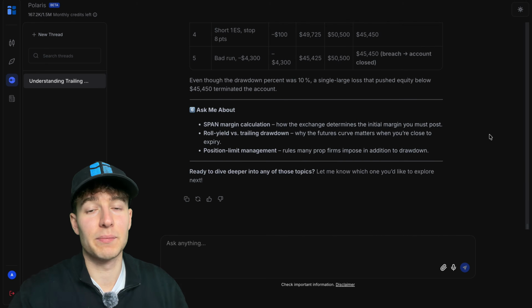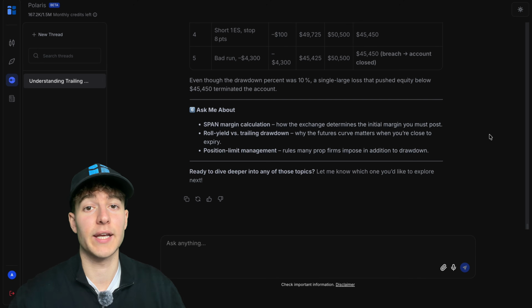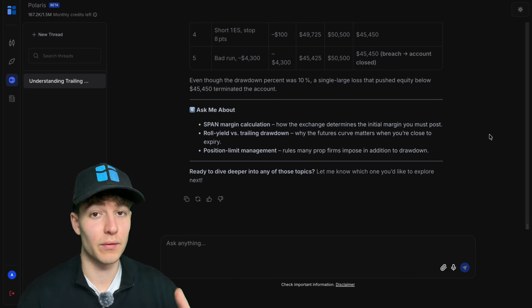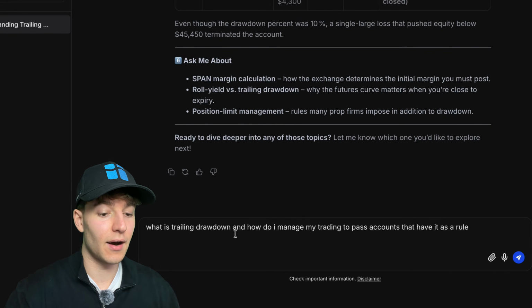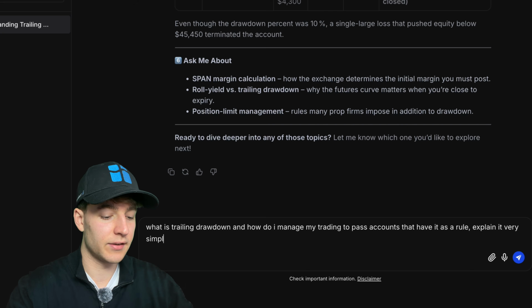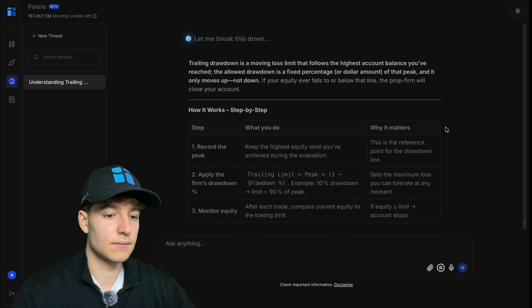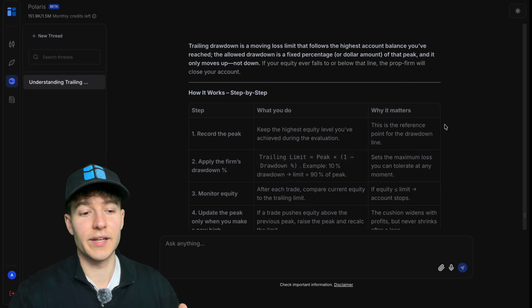Okay, the next thing I'm going to ask Polaris is going to be particularly helpful for those traders that are trying to pass funded accounts but might not fully understand all of the rules that come with buying all of these different accounts. So here I've said, what is trailing drawdown and how do I manage my trading to pass accounts that have it as a rule? Explain it very simply and provide a diagram. So here you can see it's already replied.